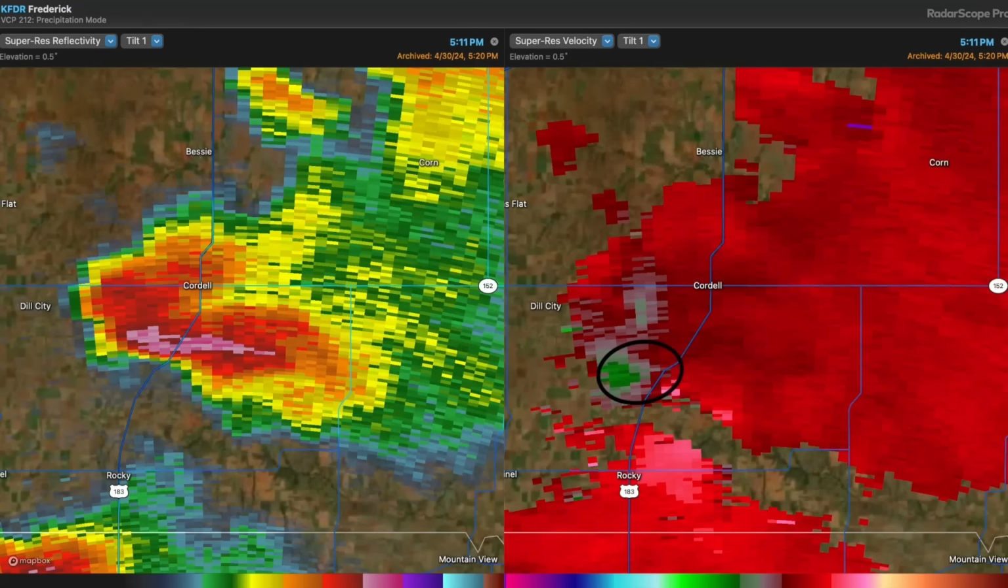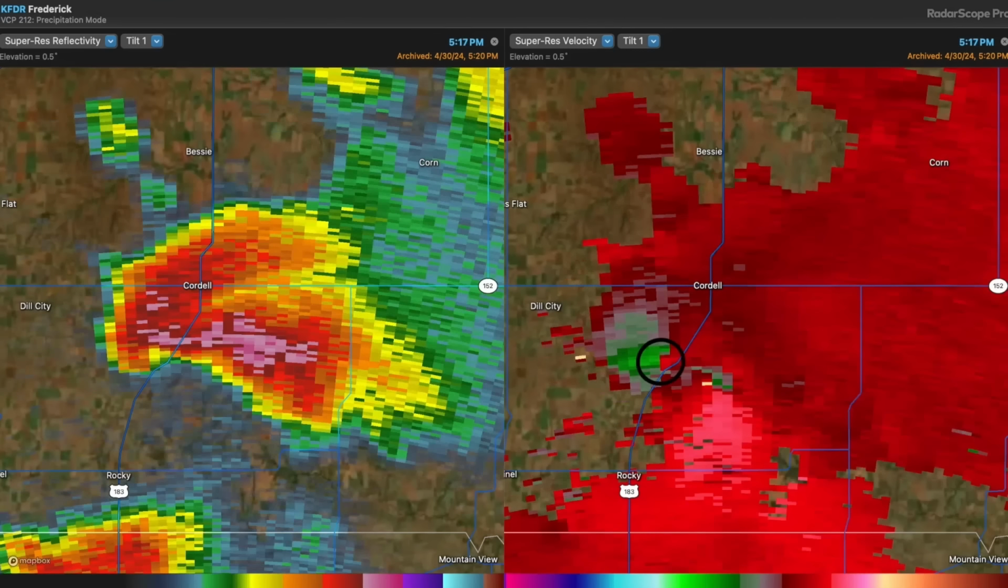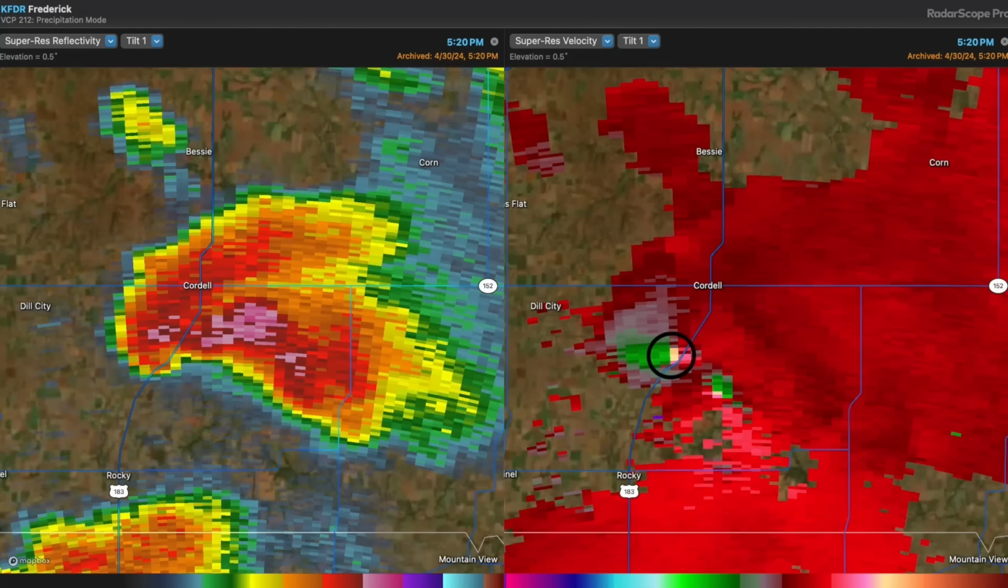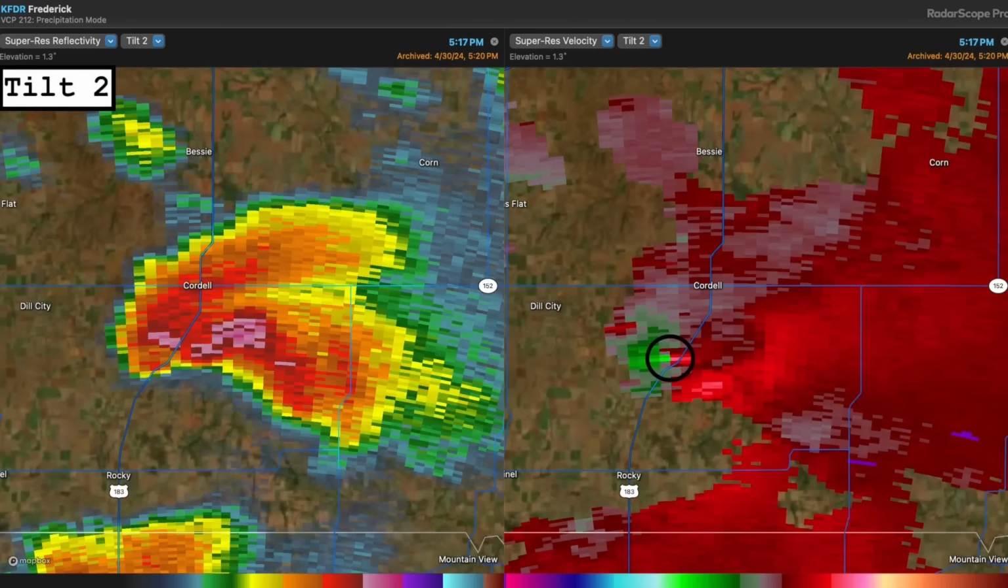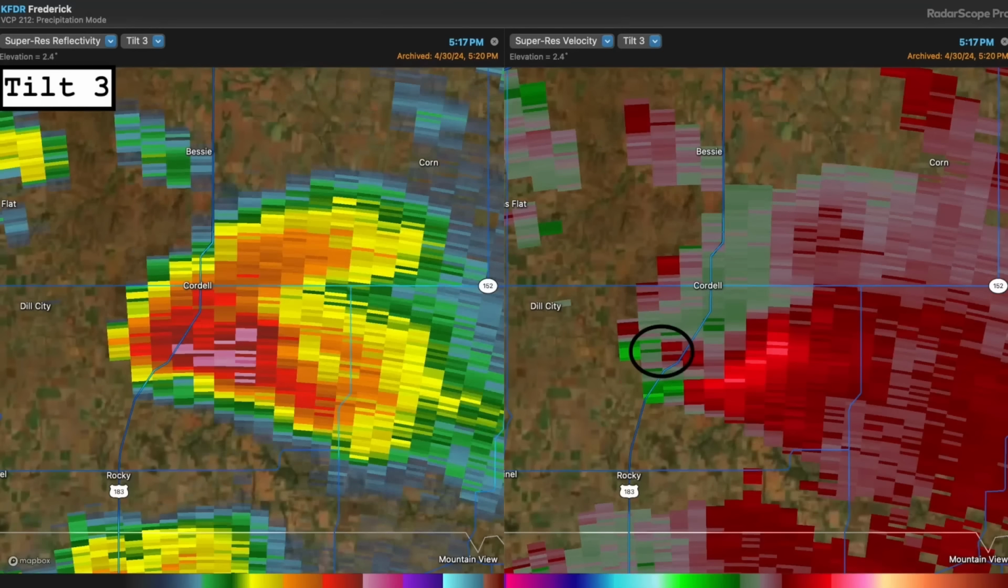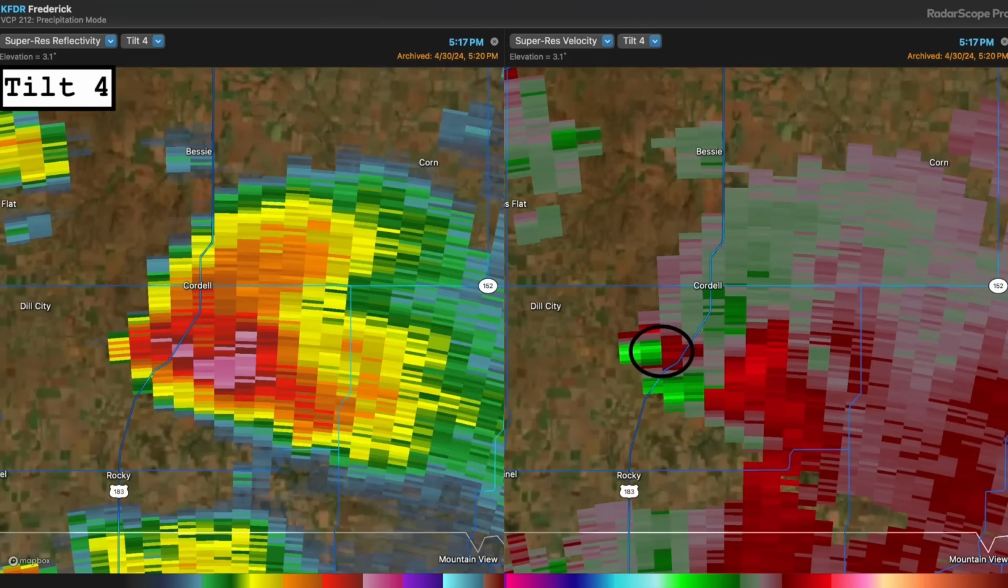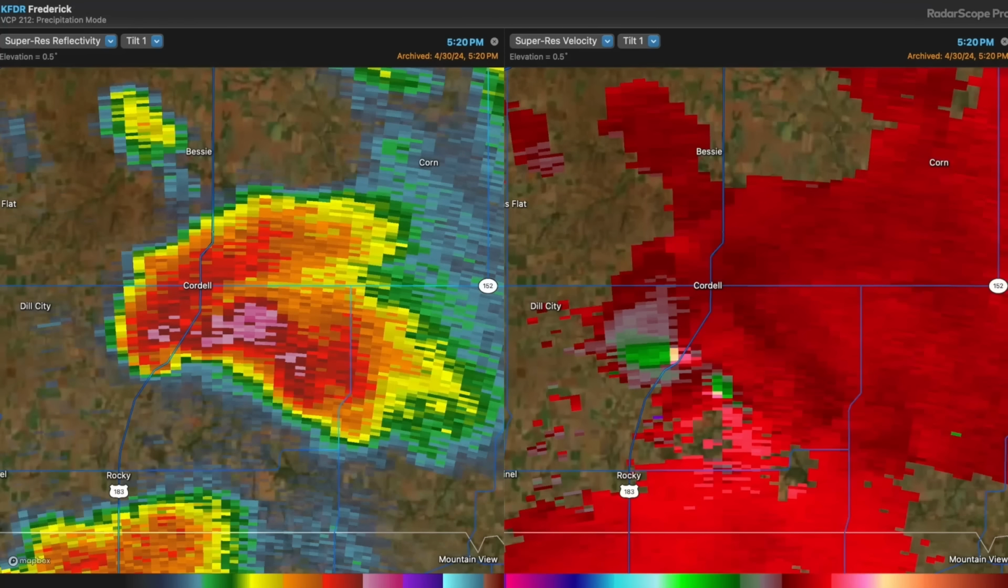If we go back a few minutes, we can see that there's been some sort of rotation in that area of the storm for multiple scans now, so yes, it has been persistent. Does it have vertical continuity? If we go up in tilts, we do see some sort of rotational signature all the way up to tilt 4. So we've been able to check all of our boxes.